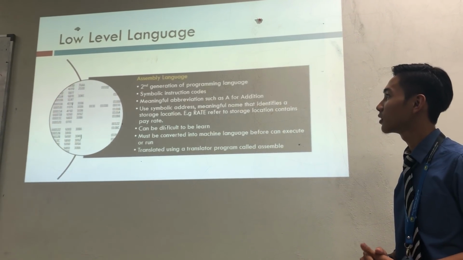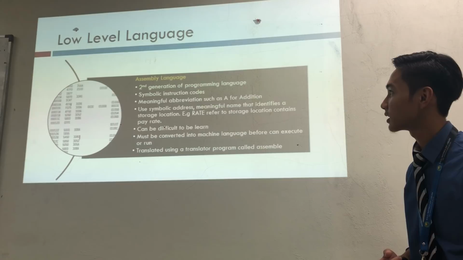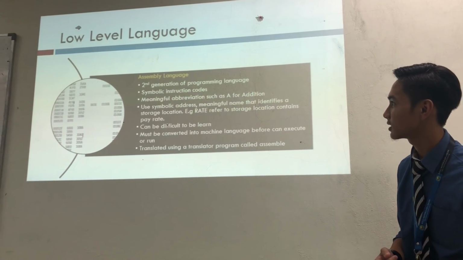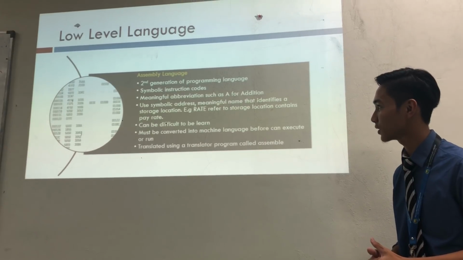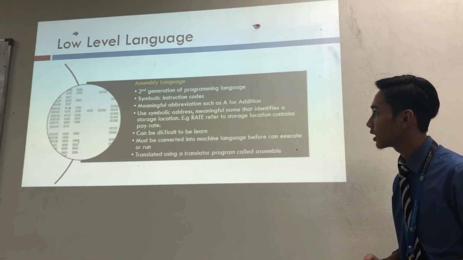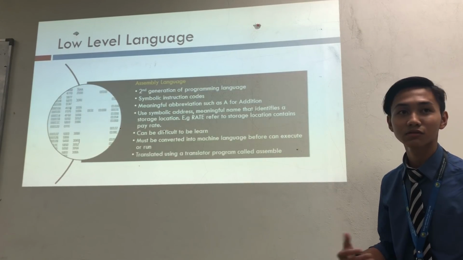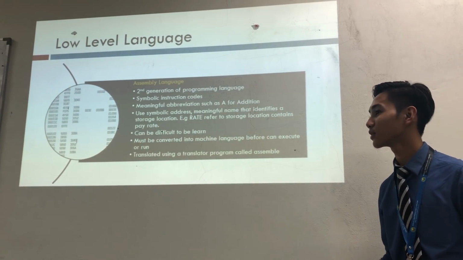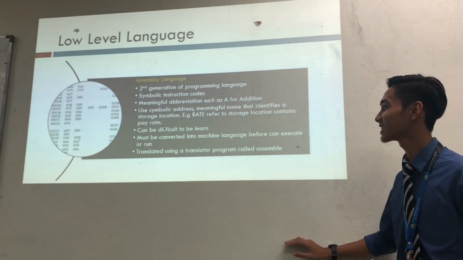The second type of low level language is the assembly language. That is basically the second generation of programming language. But in assembly language, there are symbols compared to the machine language.